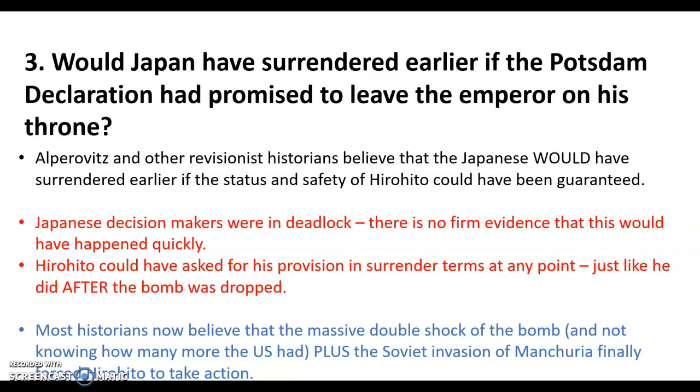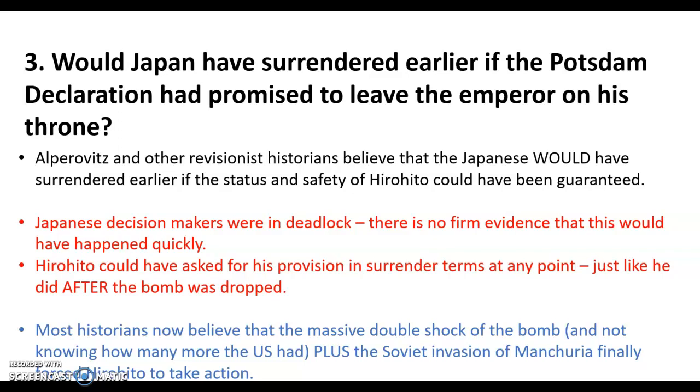Now, we're not sure whether that's true because the decision makers in the Japanese army and parliament were in deadlock. So the politicians wanted to surrender, but the army refused. We haven't got any proof that this would have happened. And Hirohito, even though he wasn't offered surrender with his throne, he could have asked for it at any point because he did after the bomb was dropped. So what most historians are now thinking is that it really didn't have much to do with the Potsdam Declaration not having a chance to save Hirohito.